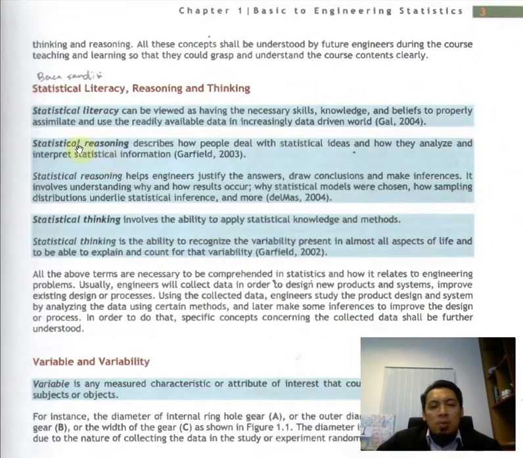Then we have statistical reasoning, which is how people deal with statistical ideas and how they analyze them. This is what you're going to learn later. When you know statistical reasoning, you will be able to justify all of your decisions. Why do you do this? Why do you do that? Based on the data. So statistical reasoning will help you to justify it. And then statistical thinking involves the ability to apply statistical knowledge and methods.